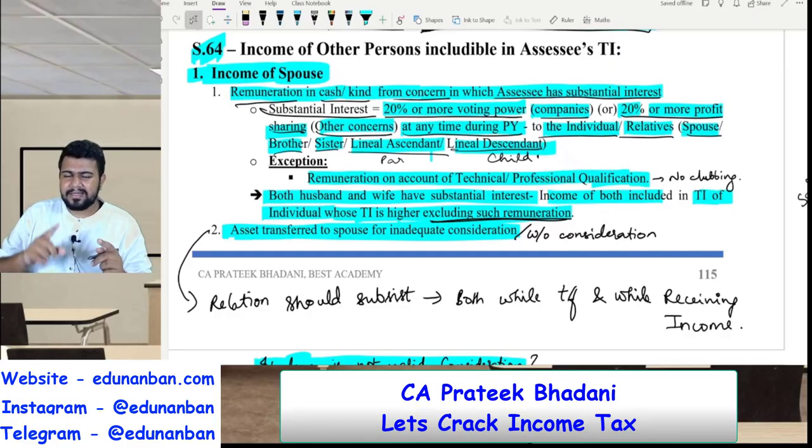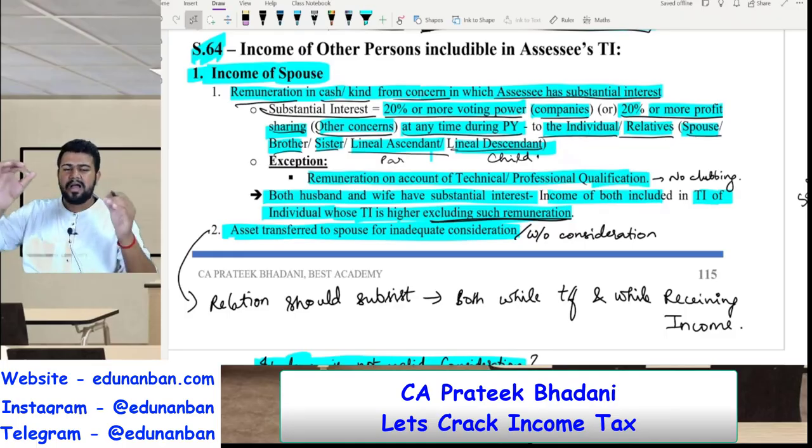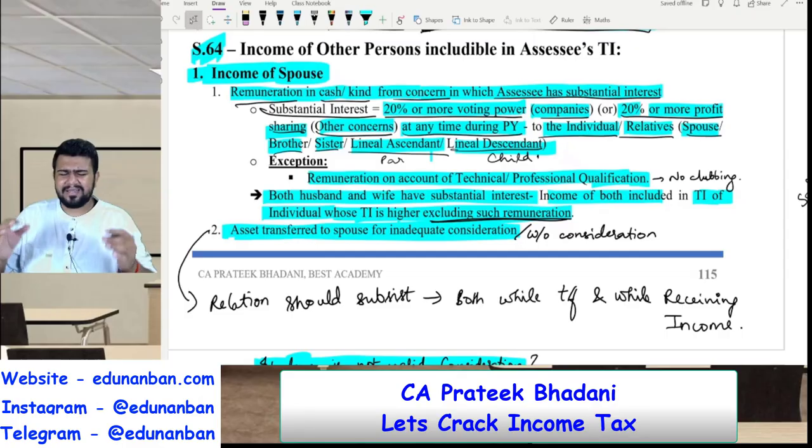So who receives the salary? The wife receives the salary. However, who will pay the tax, sir? The poor husband is going to pay the tax.